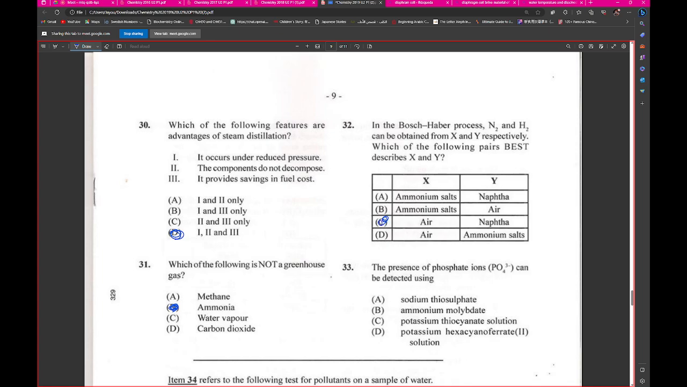The presence of phosphate. You use distillation of liquid air to get the nitrogen? And you do something to the hydrocarbon to get the hydrogen. Remember that the naphtha is a hydrocarbon, meaning we'll have a lot of hydrogen. So when steam... we dehydrogenate it, right? Steam reformation of a hydrocarbon to get the hydrogen. The presence of phosphate ions can be detected by, we know it should be ammonium molybdate, right?